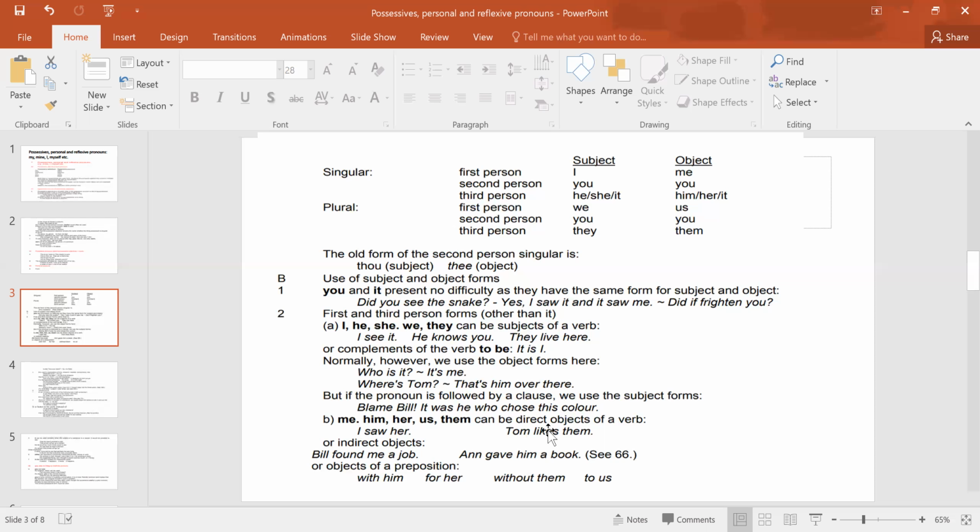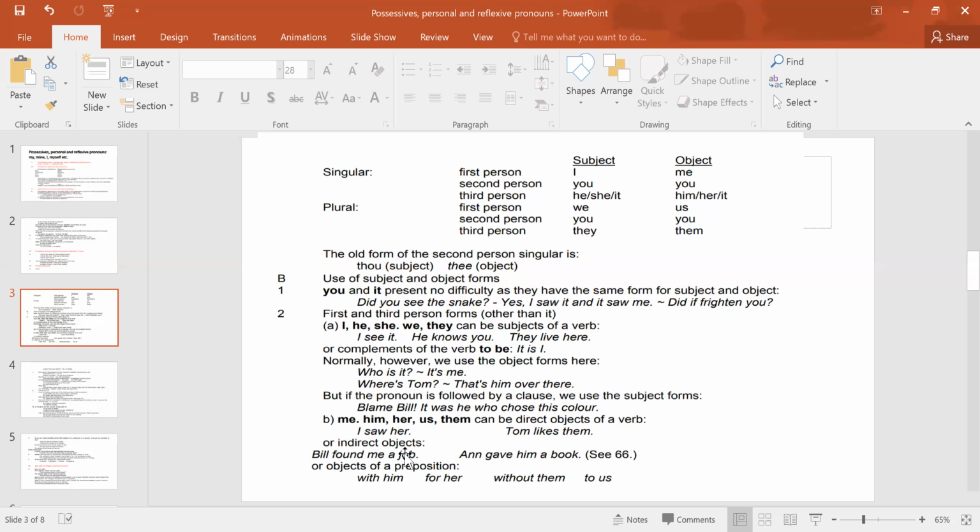Same as the case here. Tom likes them. So put what after likes. Tom likes what? The answer is them. So this them is the direct object, and the other one will be the indirect object if there are two objects in a sentence. Ask what after the verb. The answer will be the direct object and the other object will be the indirect object, right?